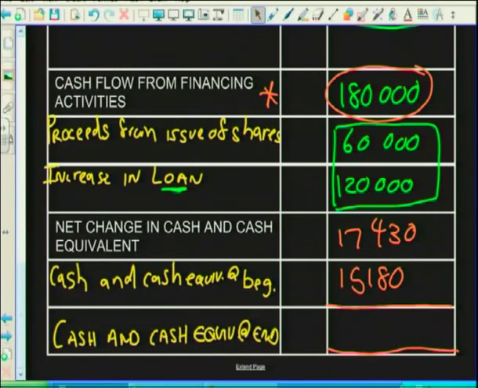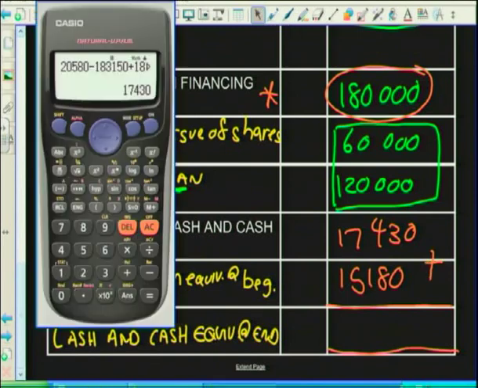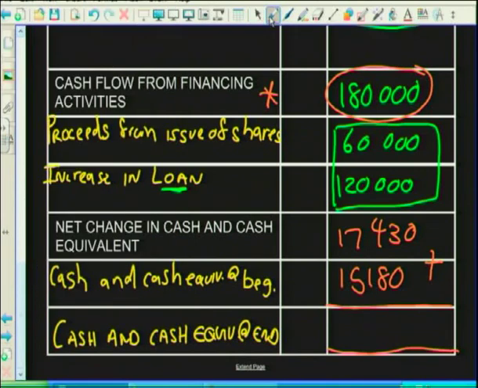All I'm doing is adding, guys. I am adding my 15,180. So 17,430 plus 15,180 gives me, at the end of the year, in my bank account, 32,610. So let's write that down. Okay, so an amount of 32,610. Can we check if we are correct?